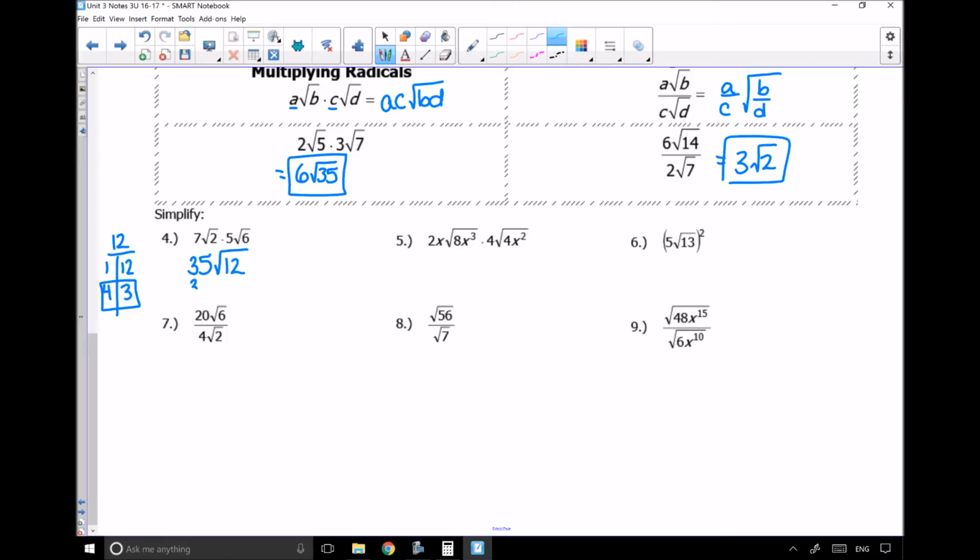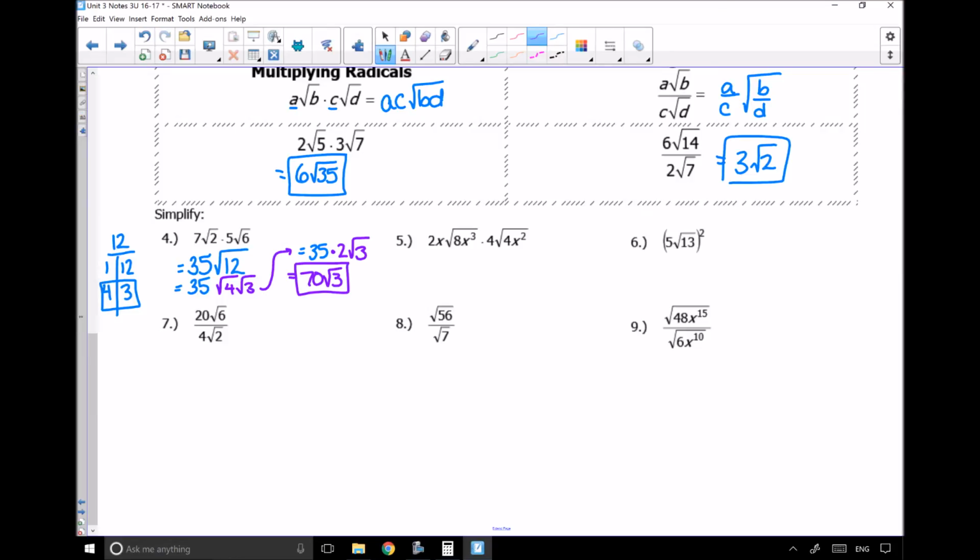So I'm going to copy down the 35, and then I'm going to split the square root of 12 up into the square root of 4 times the square root of 3. Well, 35 again stays 35. The square root of 4 now becomes 2. And then the square root of 3 just stays the square root of 3. So then my final answer would be 70 root 3.